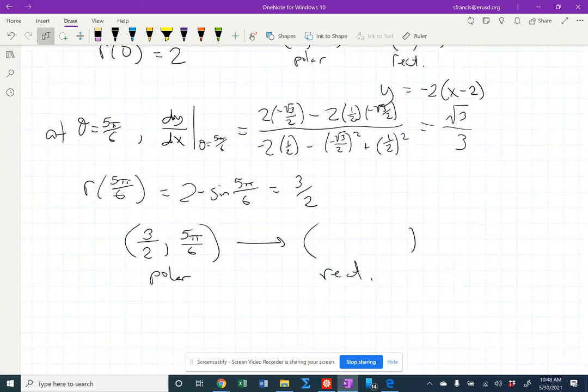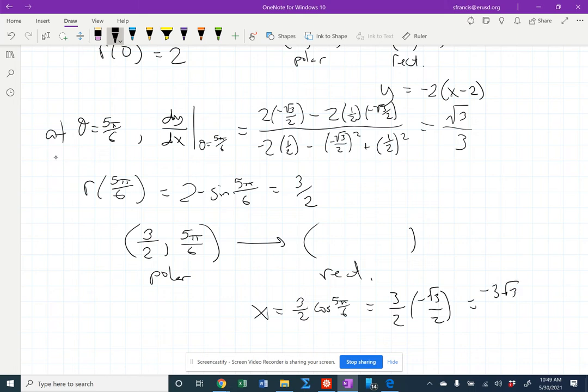So, x is going to be r cosine theta. X is equal to 3/2 cosine 5π/6. So this is going to be 3/2 times -√3/2. So it's going to be -3√3/4. And the y coordinate is going to be 3/2 sine of 5π/6, which is going to be 3/2 times a half, which is going to be 3/4.